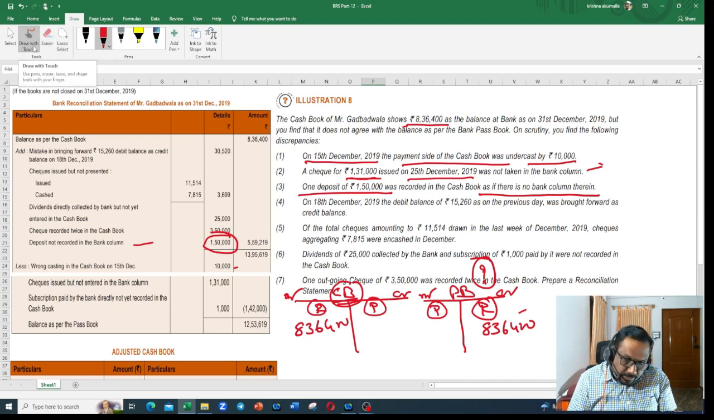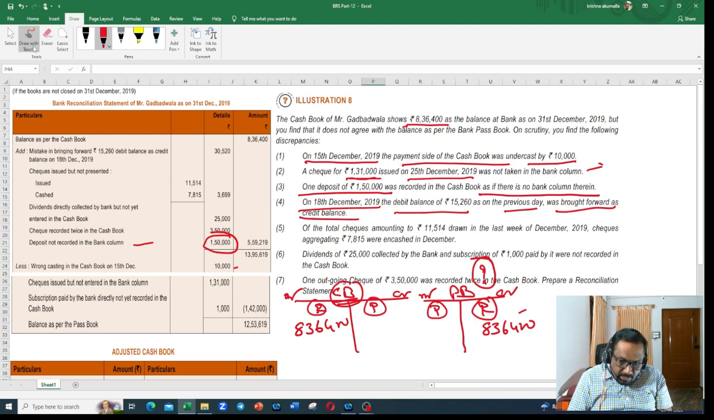Again, go to the next point. On 18th December 2019, the debit balance of 15,260 as on the previous day was brought forward as credit balance. Actually, here, 15,260 I have to carry forward from the previous day to the next day and I have to put in the debit side. But what did I do? By mistake, I have recorded it here, 15,060. Instead of writing in debit, I have written in credit side.